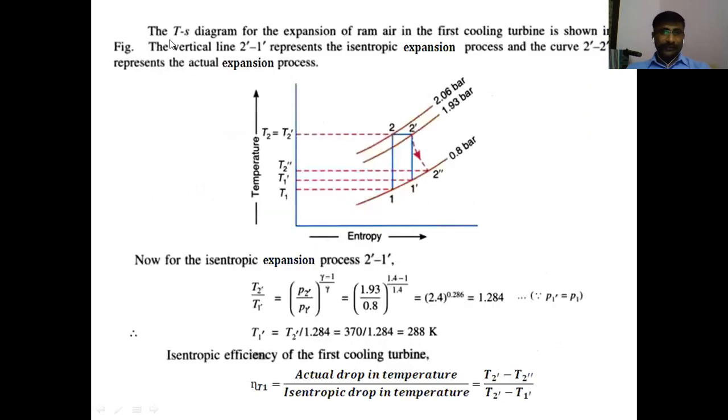1.93 is the pressure. The TS diagram for the expansion of ram air. This is the TS diagram for the expansion in the first cooling turbine.